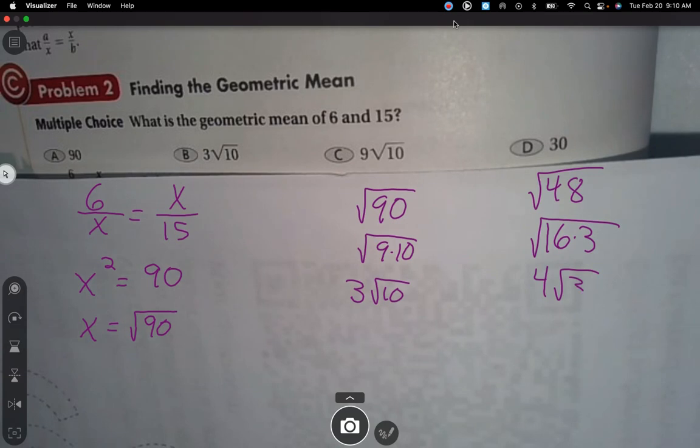And then you leave that number inside. That's just simplifying square roots. That's something that we'll do.